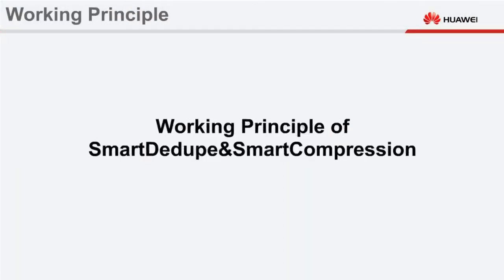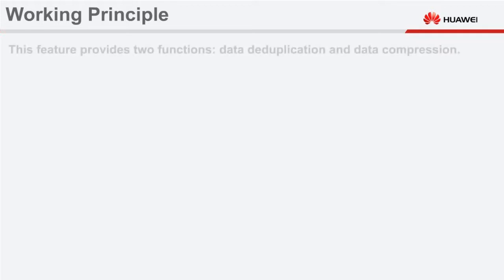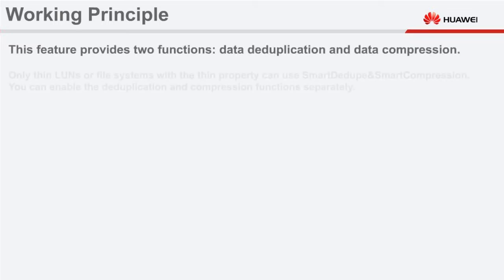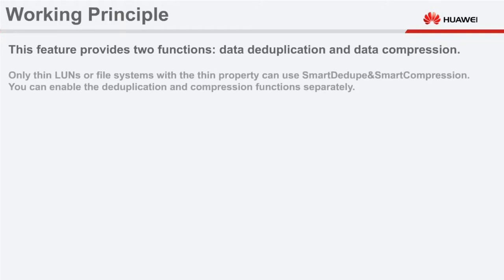1. Working principle of SmartDedupe and SmartCompression. This feature provides two functions, data deduplication and data compression. Only thin LUNs or file systems with the thin property can use SmartDedupe and SmartCompression. You can enable the deduplication and compression functions separately.